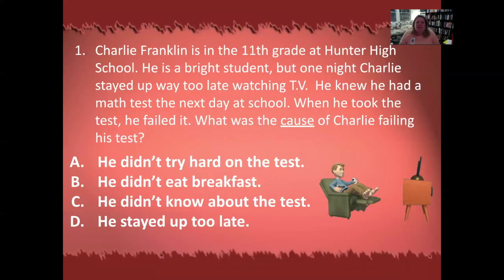Charlie Franklin is in the 11th grade at Hunter High School. He is a bright student, but one night Charlie stayed up way too late watching TV. He knew he had a math test the next day at school. When he took the test, he failed it. What was the cause of Charlie failing his test? Think about this. We want to know the cause. And remember, the cause is the reason why.